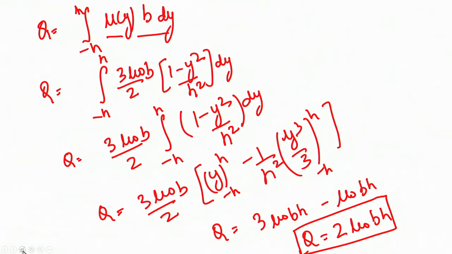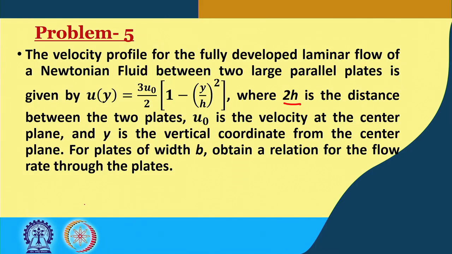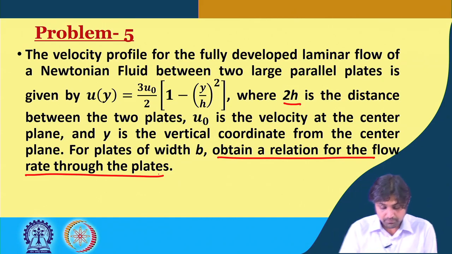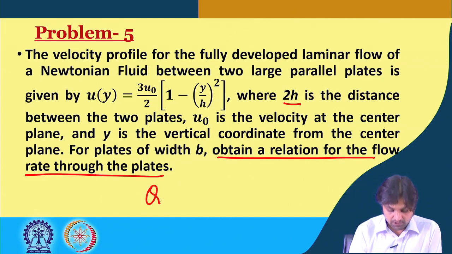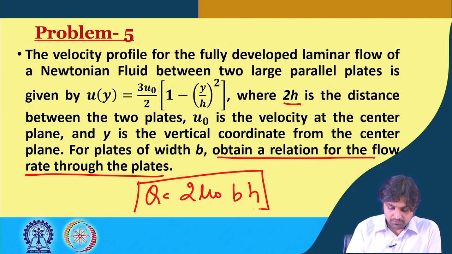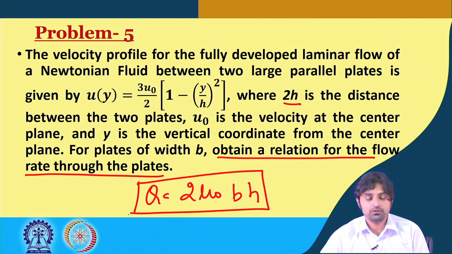Now we have to obtain a relationship for the flow rate through the plates, and we have got Q is equal to 2 u naught bh for the problem that was there.